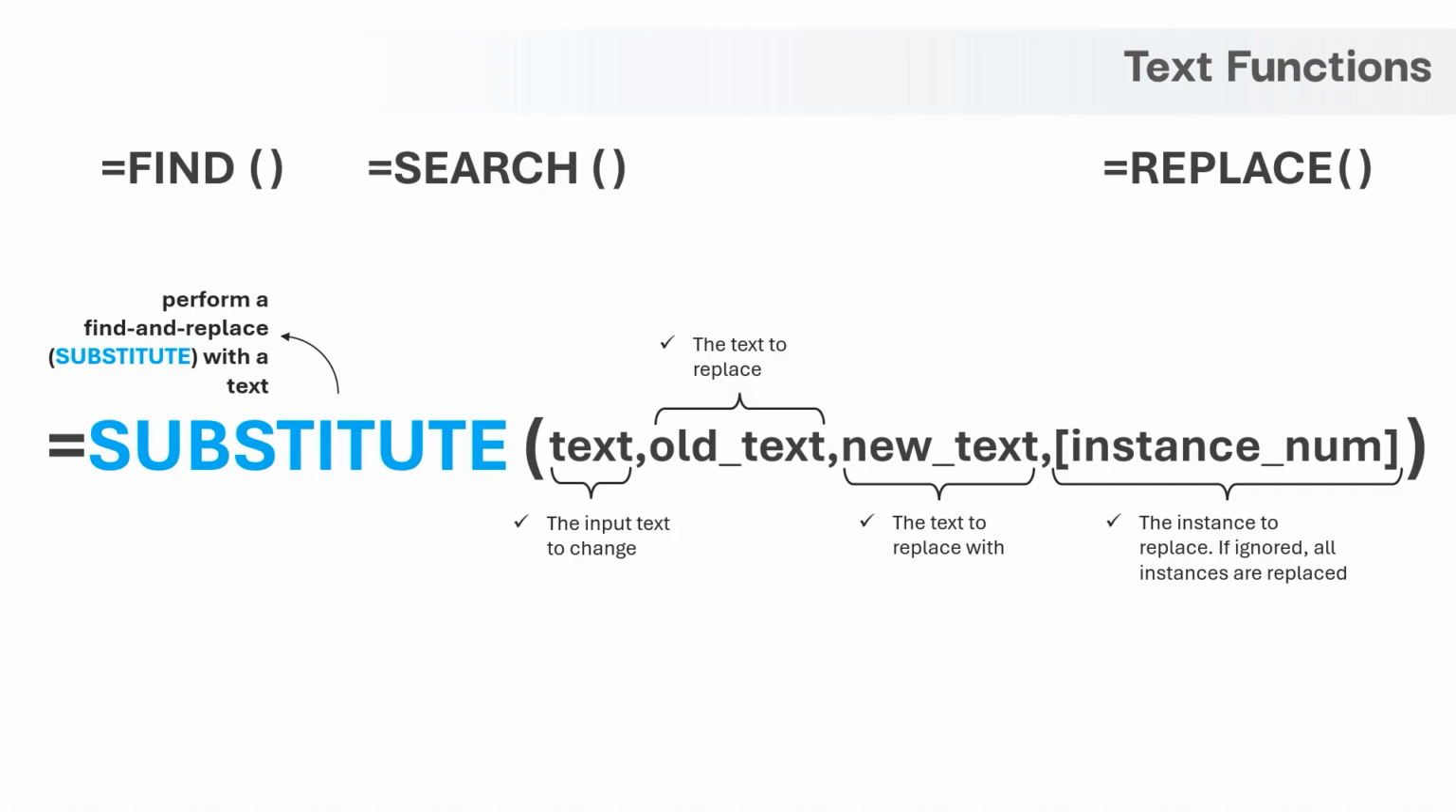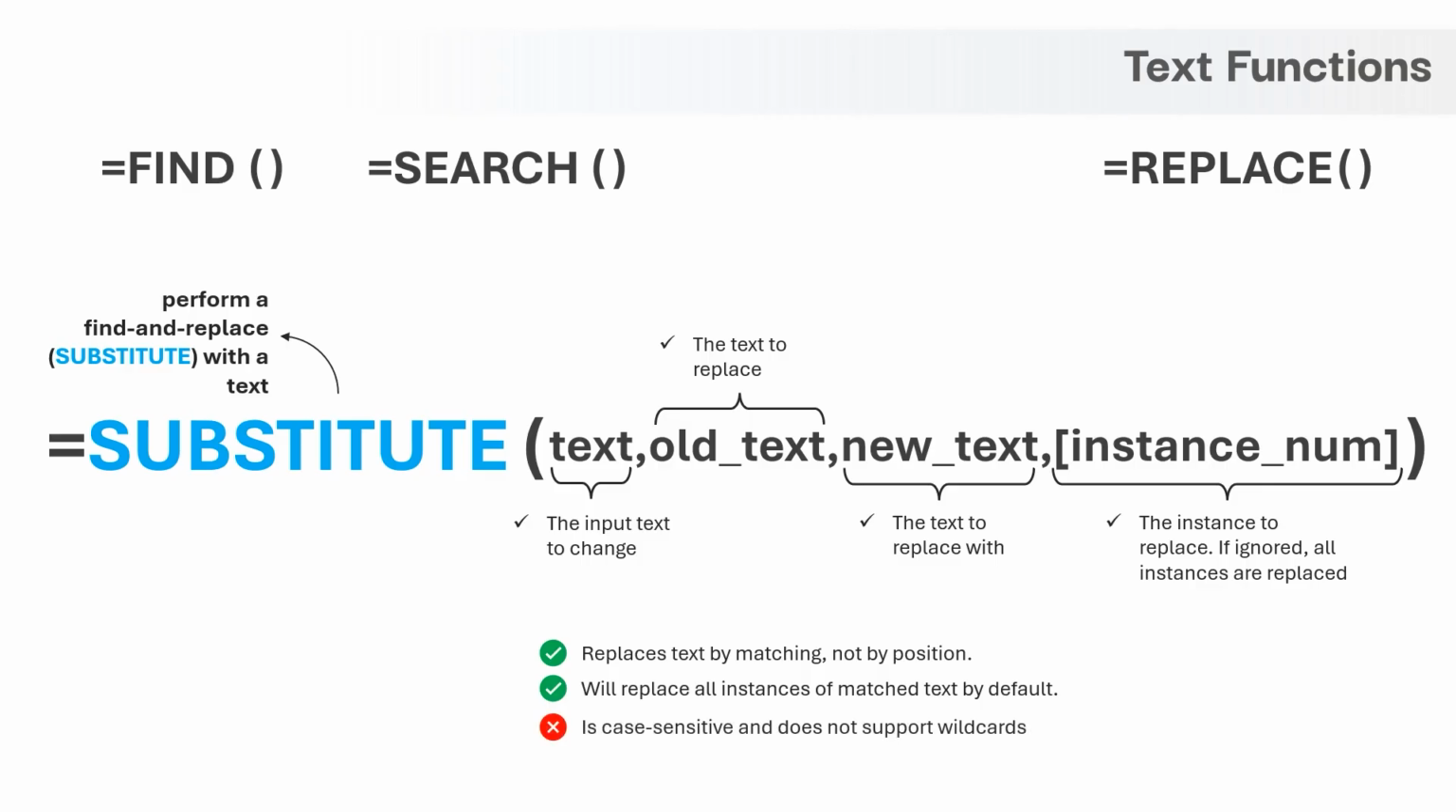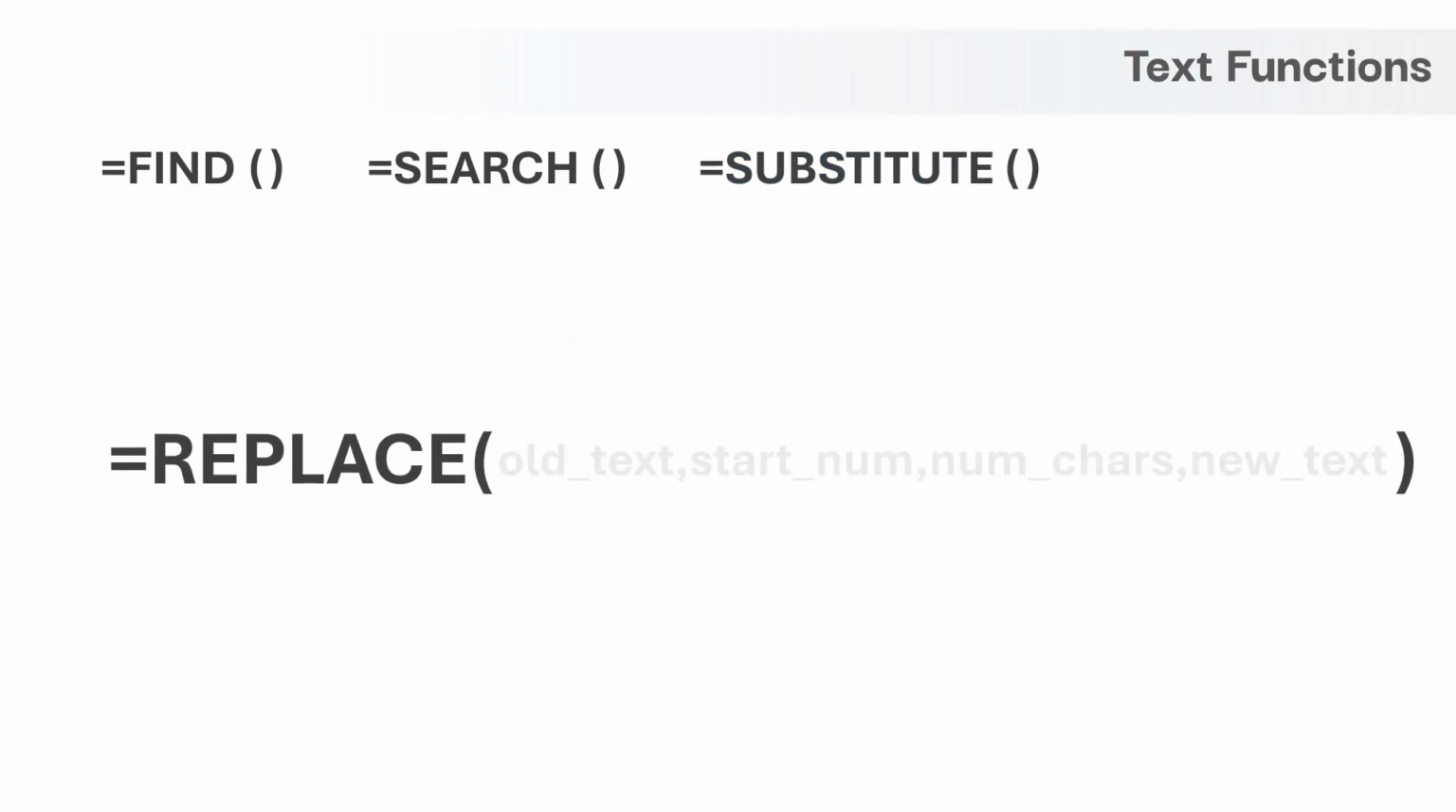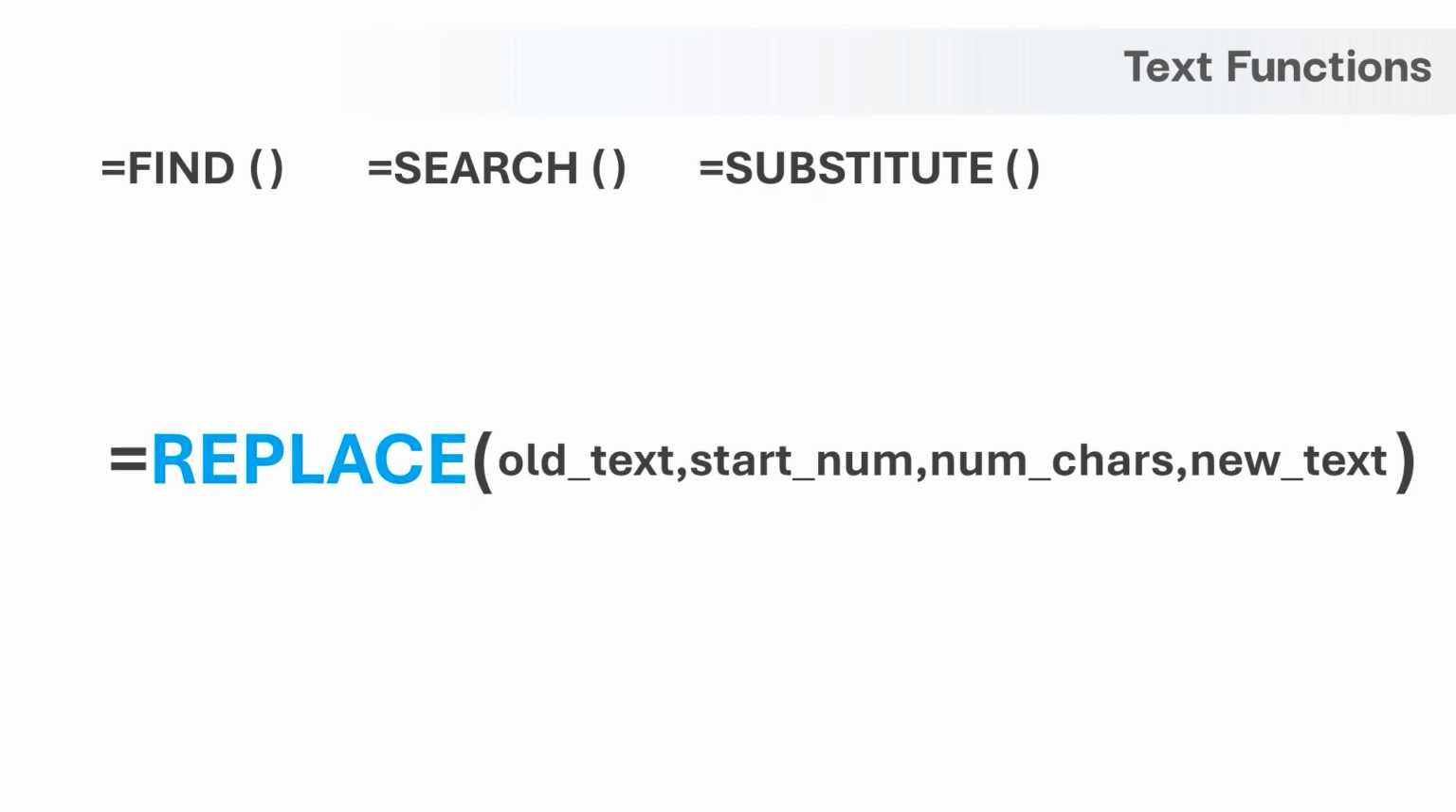Again, few important points. Substitute function replaces the text by matching it within the main text but not by its position. By default, it replaces all the instances of matching text and this function is case sensitive and does not support wildcards. Finally, the last function is replace and it has four mandatory arguments. Unlike substitute function, replace function will replace the text not by matching it, rather by the position of matching text. And I guess now these arguments will also appear logical in the same way.